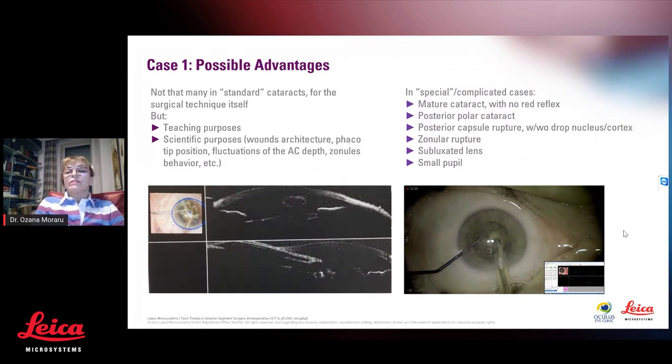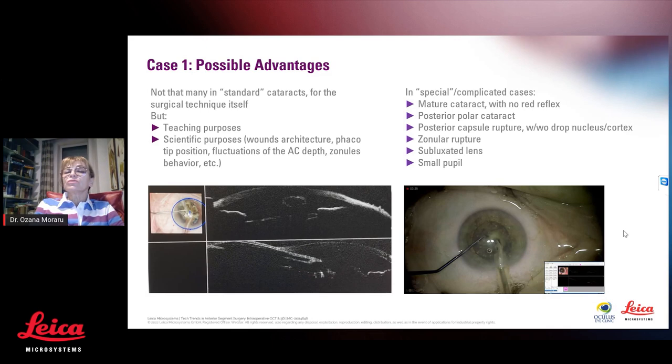In terms of cataract surgery, to be honest, I don't notice too many advantages using it in standard cases for the surgical technique itself, but I'm sure it is useful, and I use it for teaching and scientific purposes. For example, you can watch the wound architecture, the phaco position, the fluctuations of the anterior chamber depth, the zonules' behavior, the iris behavior, and so on.